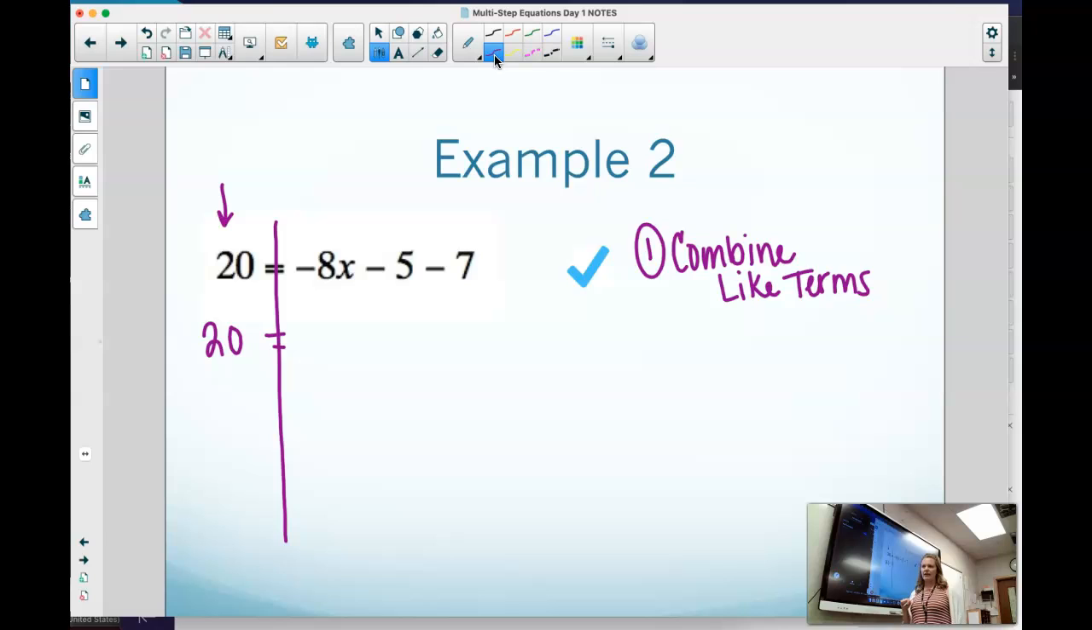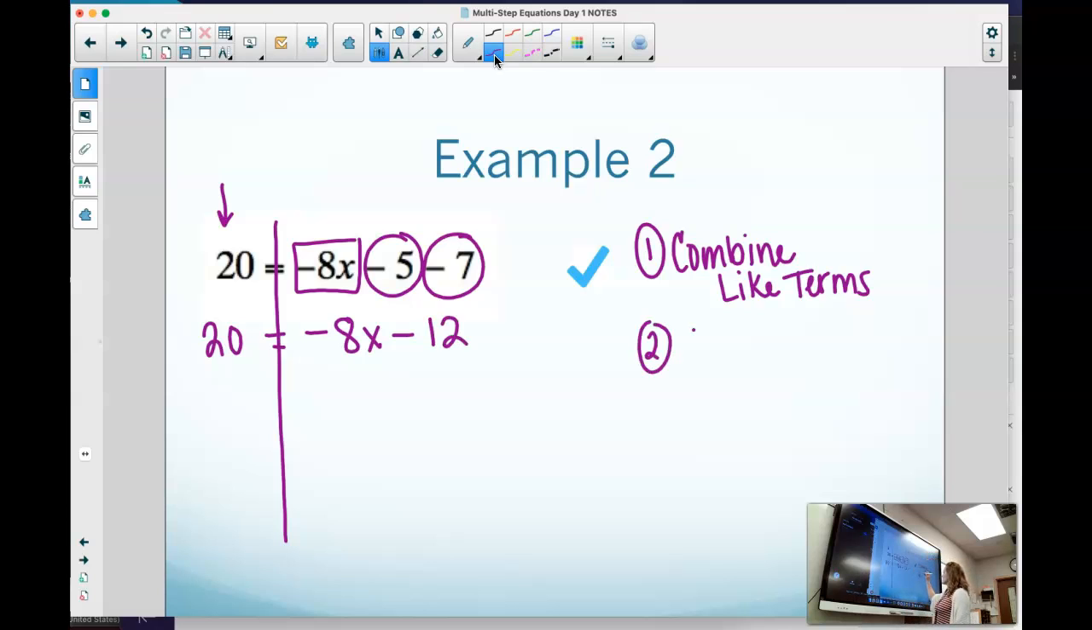On the right-hand side, I'm going to start circling and boxing. So I'm going to box the negative 8x. I'm going to circle the negative 5 because that's different. It doesn't have an x. I'm also going to circle the negative 7. So now what I end up with when I simplify that is negative 8x. Negative 5 and negative 7 is negative 12, so minus 12.